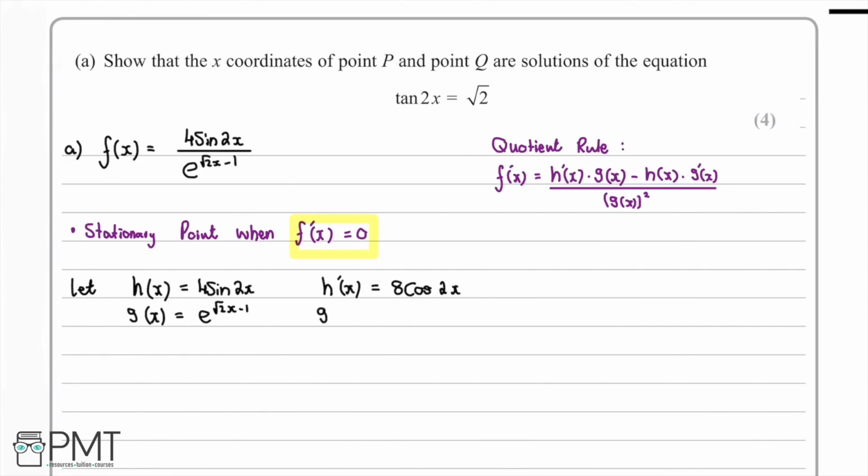And then for the derivative of g of x, we will multiply g of x by the derivative of root 2x minus 1. We know that that differentiates to give root 2. So therefore the derivative of e^(root 2 x minus 1) is going to be root 2 and then g of x, so e^(root 2 x minus 1). The next stage is to take the quotient rule formula and substitute these values in.